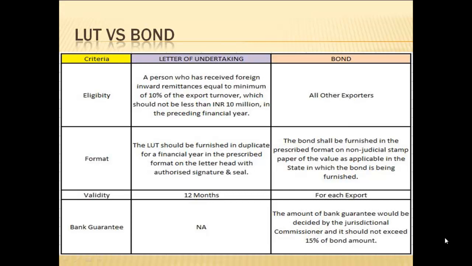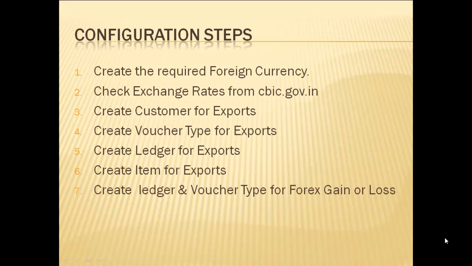The fourth and the last criterion is bank guarantee. It is not applicable in case of letter of undertaking, whereas for bonds, the amount of bank guarantee would be decided by the jurisdictional commissioner, and it should not exceed 15% of bond amount. Configuration steps: create the required foreign currency, check exchange rates from cbic.gov.in, create customer for exports, create voucher type for exports, create ledger for exports, create item for exports, create ledger and voucher type for Forex gain or loss.